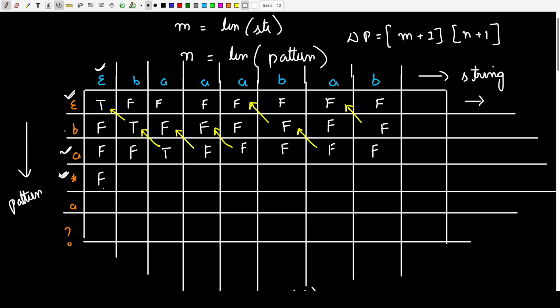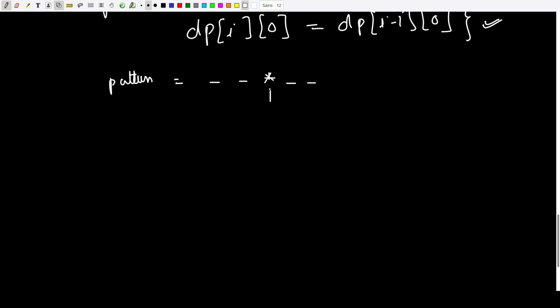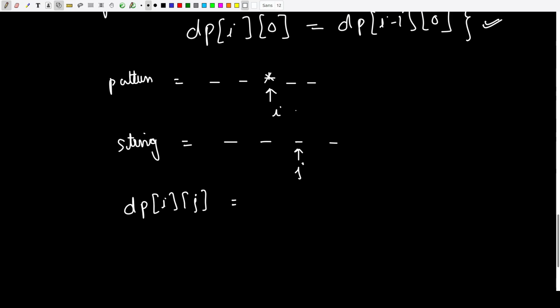So now let us discuss the cases where my pattern is a wildcard but the string is not an empty string. So far we have discussed where the pattern is a wildcard but the string was an empty string. Now we are going to discuss the case where the pattern is a wildcard, which is asterisk, and the string is not an empty string. So over here, our ith character of pattern is a wildcard and the string is not empty. Let us say my j is somewhere over here, and we want to fill up the value for dp of I comma j.